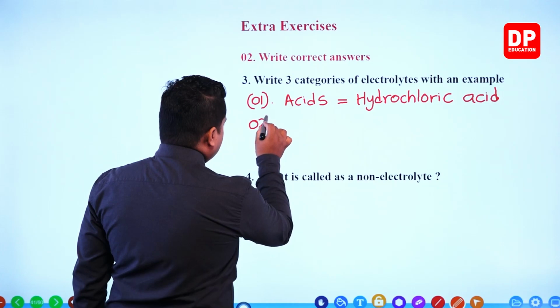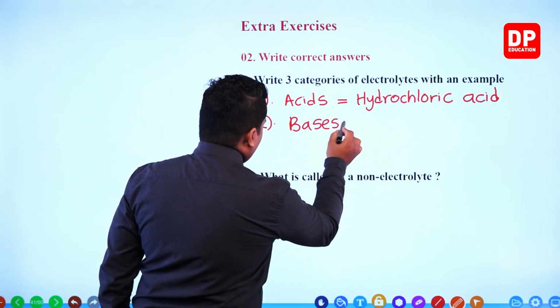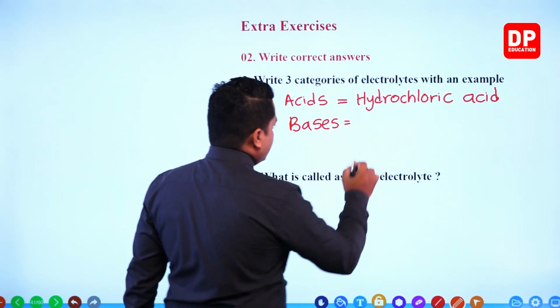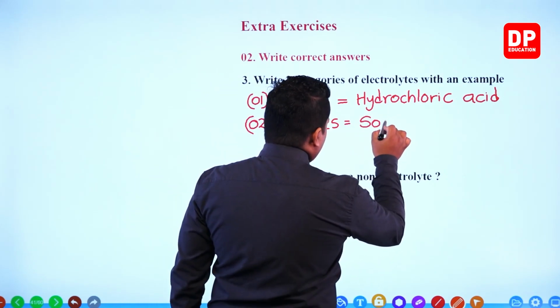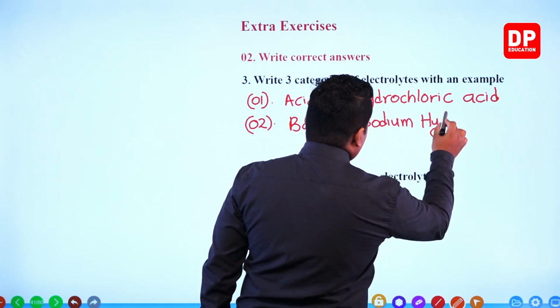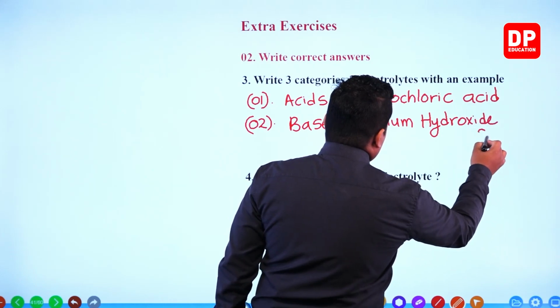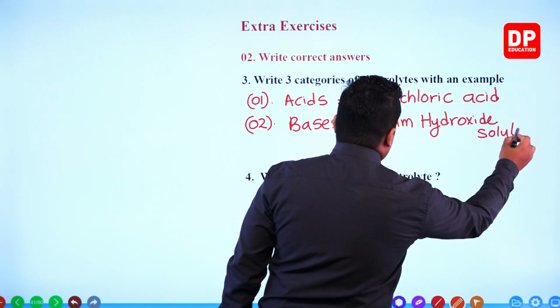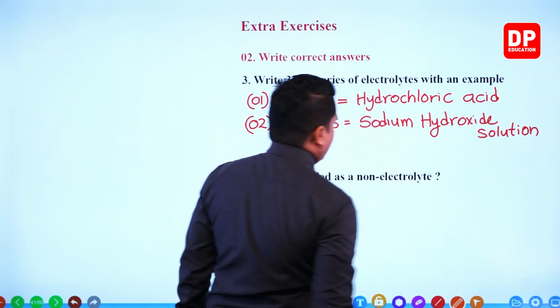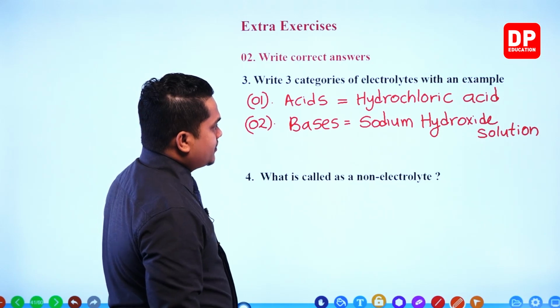Number 2, bases. Examples for bases: sodium hydroxide solution. Remember, these things should be present as a solution. Okay, sodium hydroxide solution.